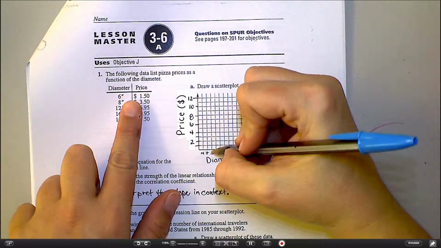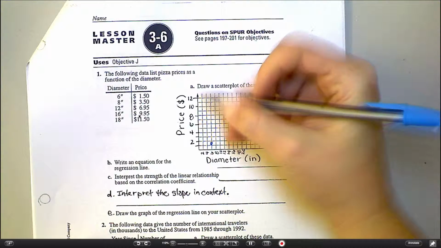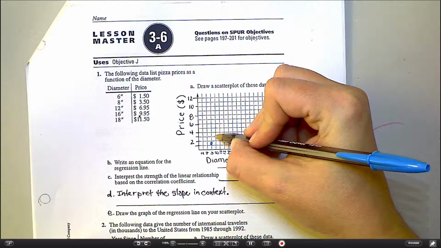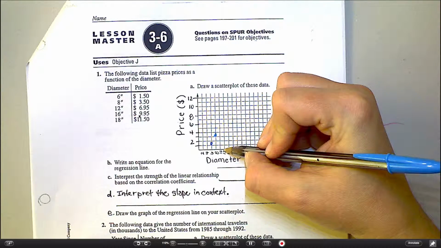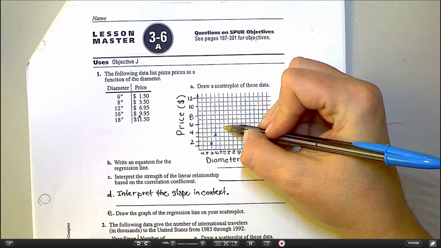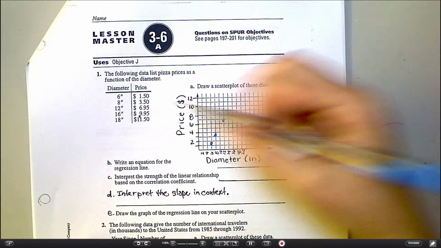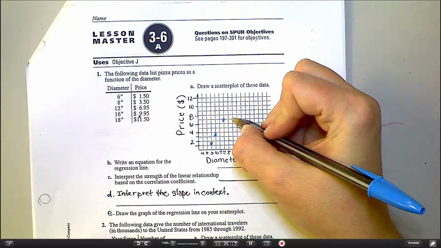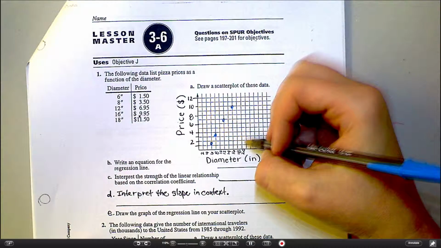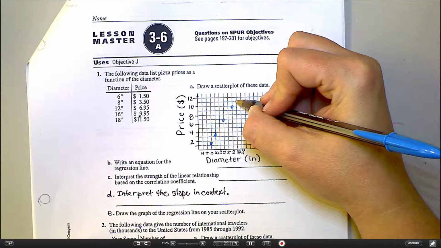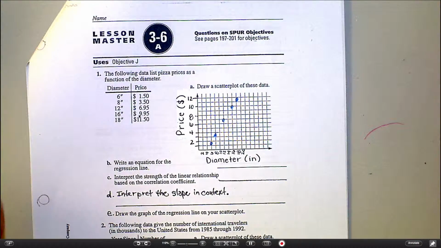So 6 and $1.50 would be, let's see, 6 and 1.5 would be like right here. 8 and $3.50. So that's going to be, there's 3. So halfway between would go about there. It's okay that these are approximations. 12 and $6.95. Would be almost to 7. 16 and $9.95 would be just shy of 10. And then 18 and $11.50. Let's see, there's 11, so $11.50 would be there. Okay, so that's what your graph should look like, something along those lines.